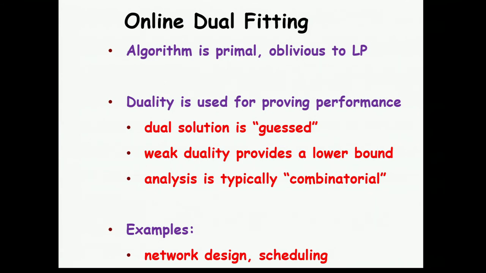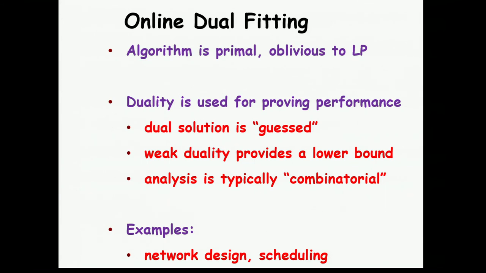Okay. The last topic that I want to talk about is dual fitting in the online setting. We saw dual fitting provided a very simple proof for the offline greedy algorithm for set cover, if you remember. Actually, it's also very useful for analyzing algorithms in the online setting. So the idea is the following. We write the problem as an LP, but the algorithm is a primal algorithm. Primal is now the problem that we're interested in. It is oblivious to the LP, doesn't know anything about the LP. Duality is used only for proving the performance of the algorithm.